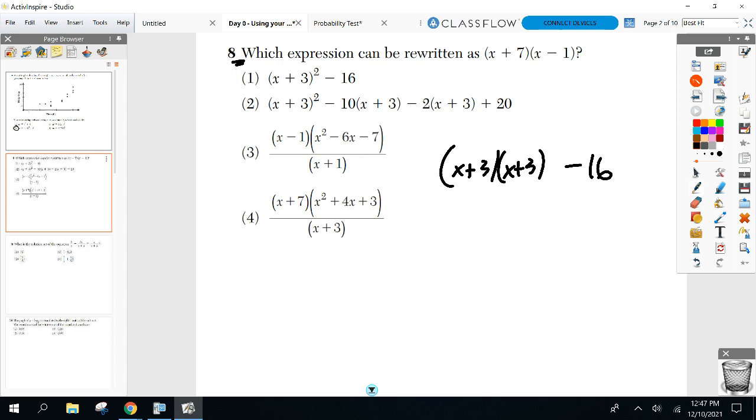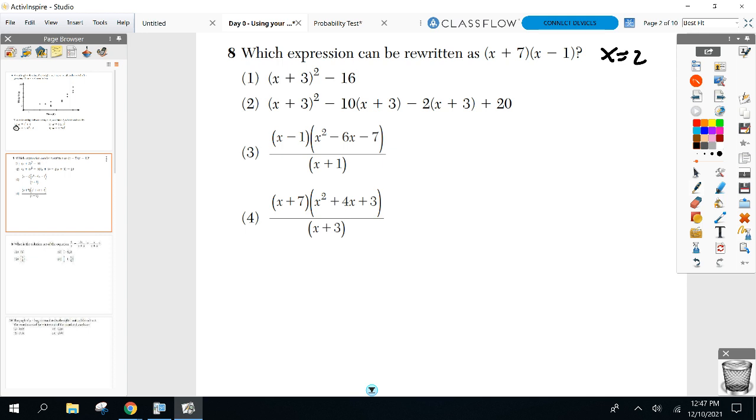You don't have to do this. Watch the cheat code. If you want to know which one of these is equal to the original, pick a number. Watch. Pick a number other than 0, 1, or negatives. Okay, 2. So watch what I'm going to do. I'm going to put 2 in for x. It's going to give me a value. Everyone agree?